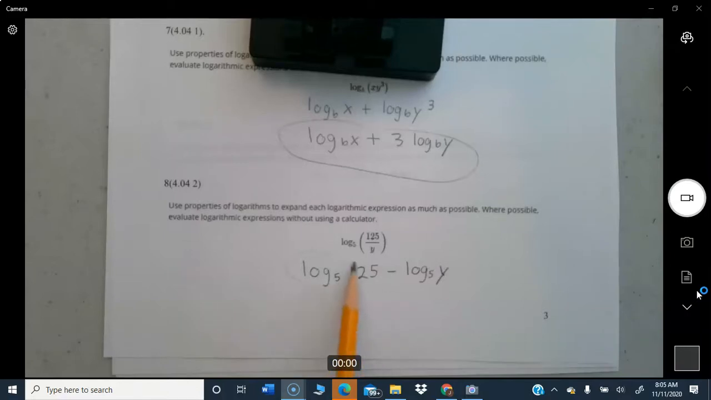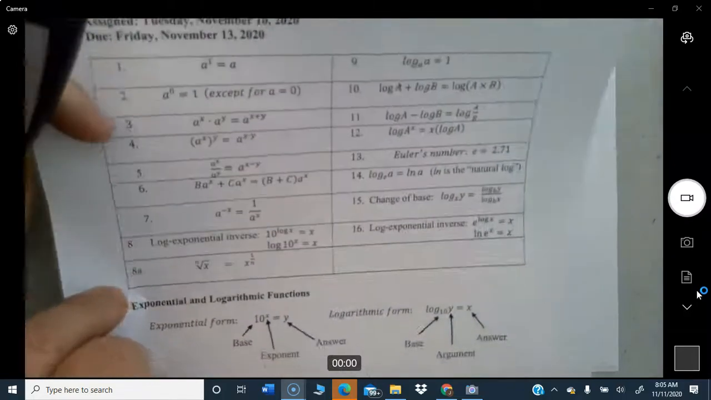And so that means this number would be 3. But what if you didn't know that? What if it wasn't something obvious like that? What you can use for this is the change of base. And change of base is a really neat formula. So let's look at that one.